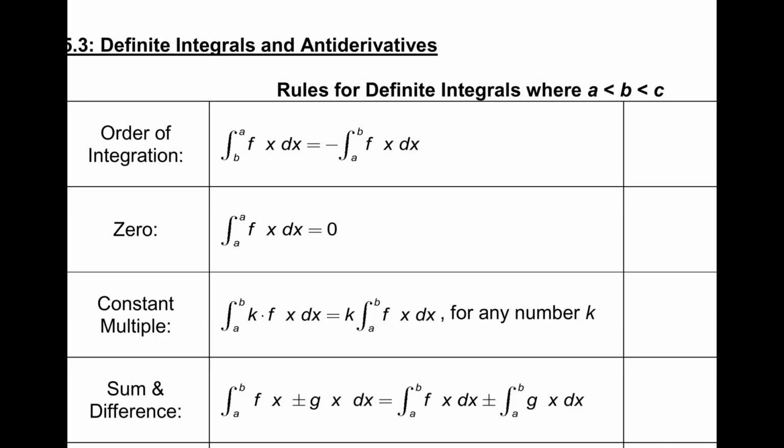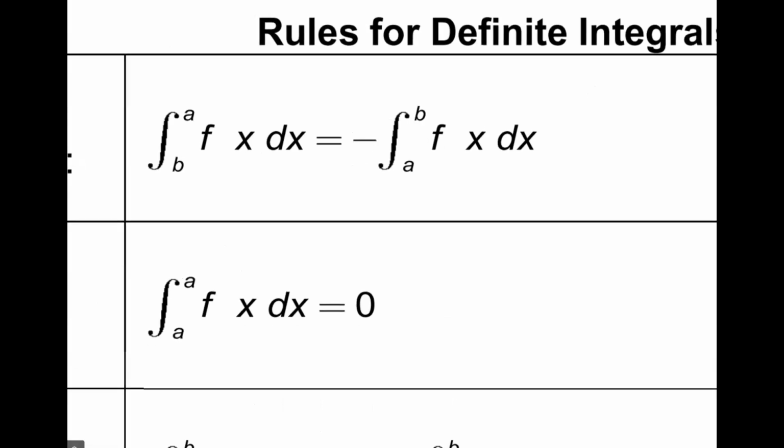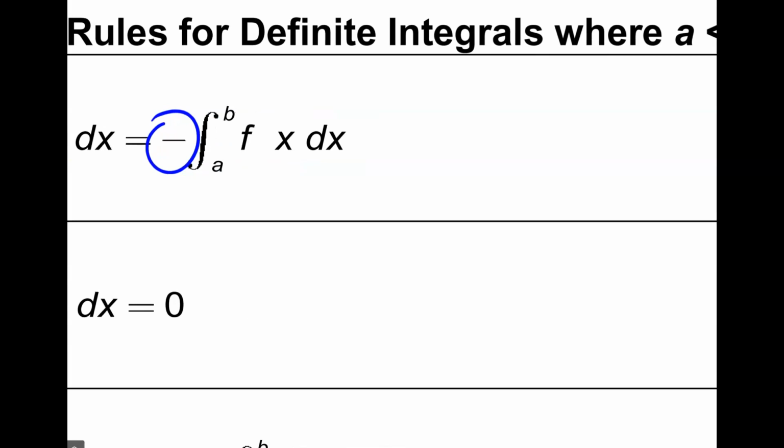Okay. So, order of integration. You go from B to A. But if you switch your bounds, you just have to put a negative in front, and then it'll be the exact same thing. For example, if I'm taking an integral from 5 to 3 of f of x dx, this is going to be the exact same thing as taking the integral, let's see.